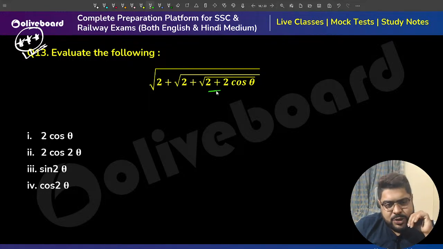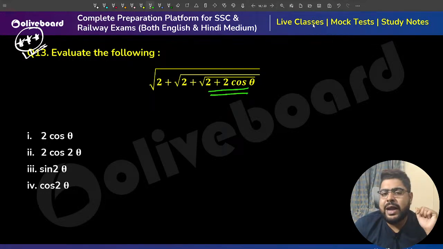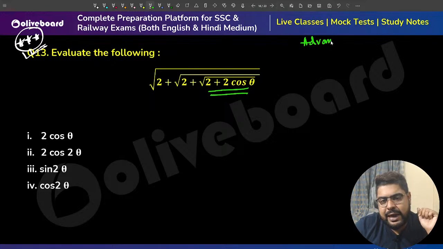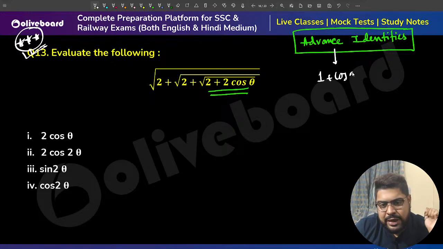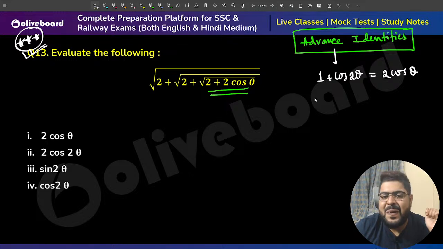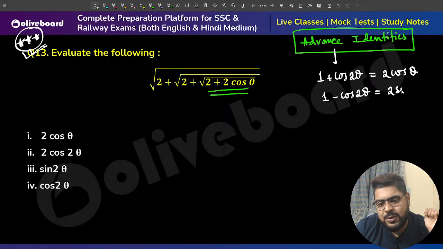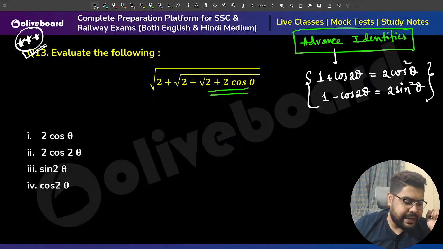Sir, 2 plus 2 cos theta. In your syllabus of advanced identities, you need to remember the two most important ones. That is 1 plus cos 2 theta equal to 2 cos square theta, and 1 minus cos 2 theta equal to 2 sine square theta. These two are the most important identities.